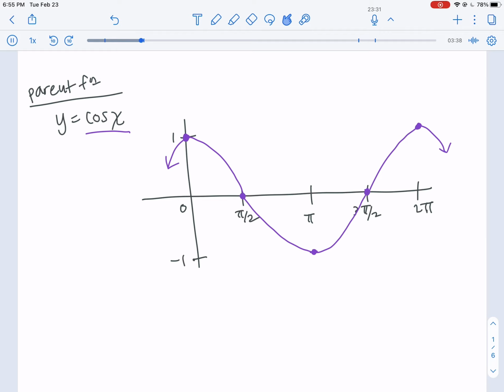So cosine graphs, you start at the maximum. But if this was a negative cosine graph, you would start at the minimum, right? And then intercept, maximum, intercept, minimum.